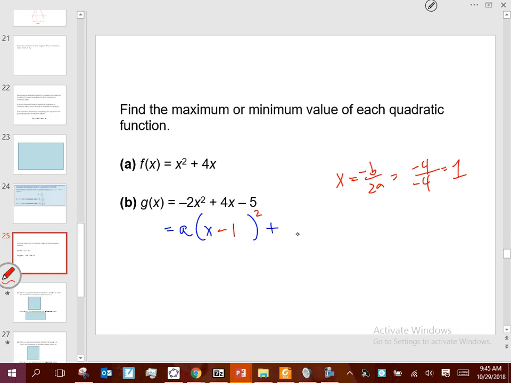Now I've got to figure out what this y value is going to be. My y value is when I evaluate this function at 1, isn't it? So I'm going to get negative 2 plus 4 minus 5. Okay, so they give me negative 3. So my y value is negative 3. Now here's the thing. I need this a. If I were to FOIL all this out, guys, I'm going to get x squared minus 2x plus 1 minus 3, right?